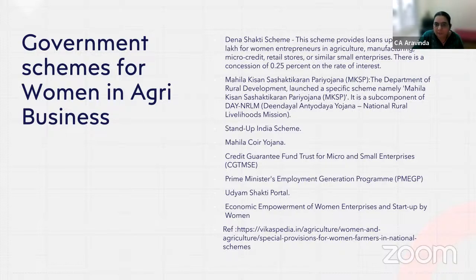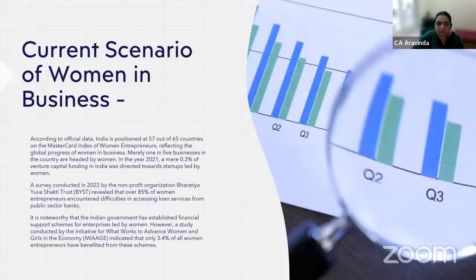Dhana Shakti scheme, Mahila Kisan Shakti, Stand Up India, Mahila Credit Guarantee Fund, Prime Minister Employment Generation Programme, and all these programs will help women get into business. These are the government schemes which help women to step out, to take loans and to start their businesses.